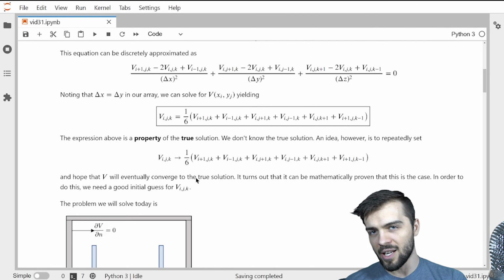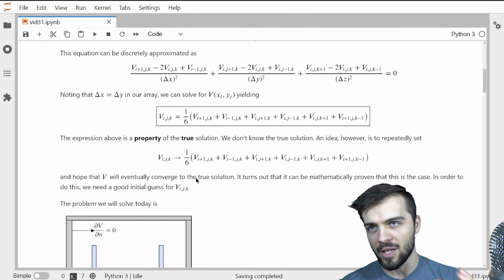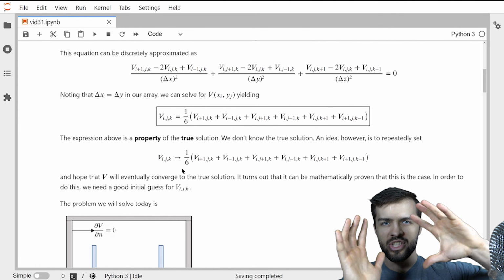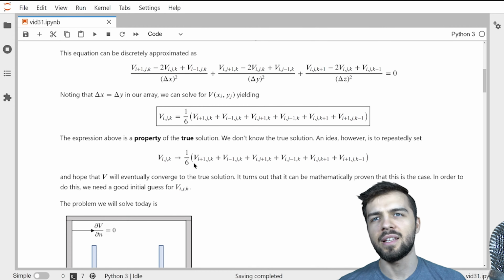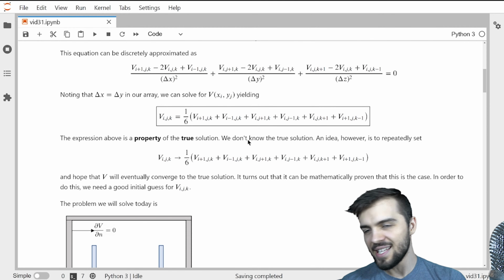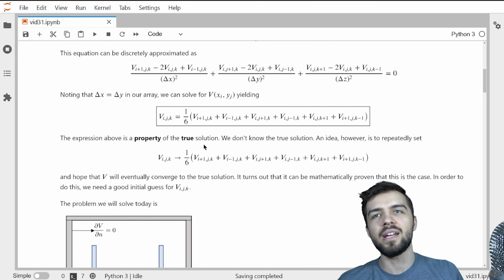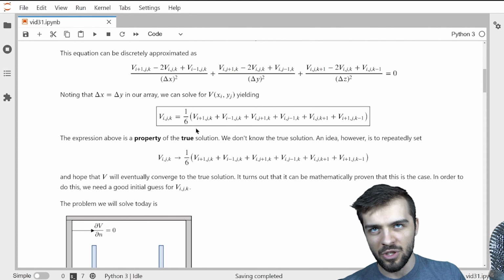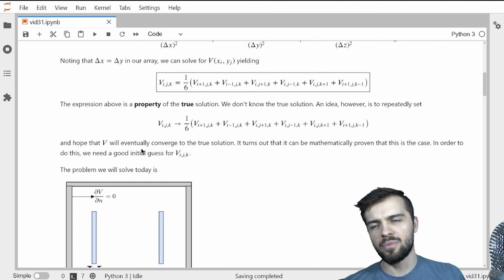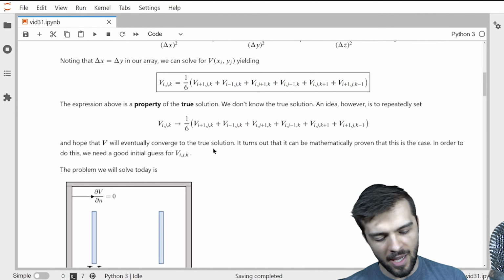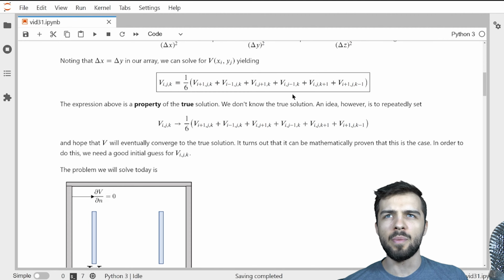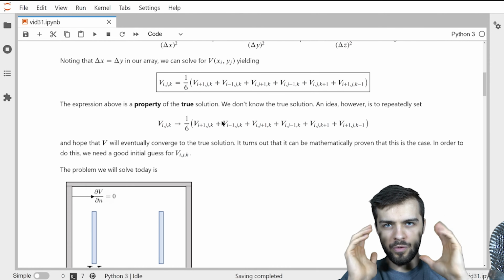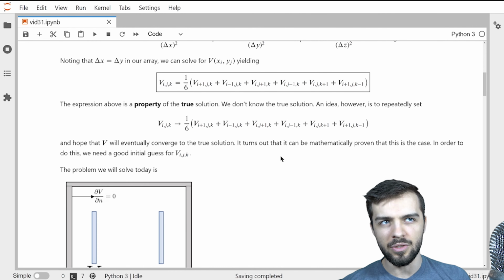It's not intuitively the case that you might think it's true, but it is true. You can mathematically prove that if you do this enough times, the potential will settle to the true solution for the problem. It's not easy to prove to yourself immediately why that's true, but it is true. So this is a property of the true solution, and we do this over and over again, and you'll eventually get this property. It's mathematically proven that v will get to the true solution. To do this, we want a good initial guess for the potential. So we'll set an initial guess, then apply this formula over and over again. Eventually, the potential will settle to the true solution.